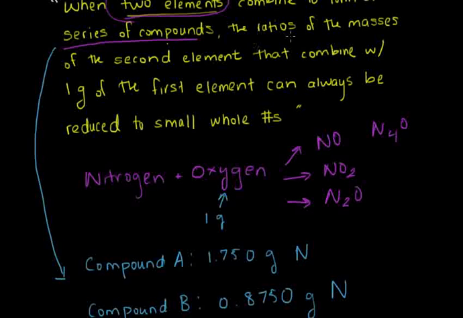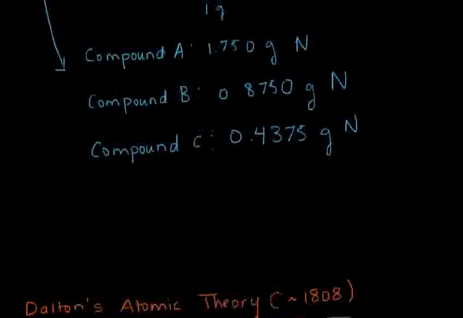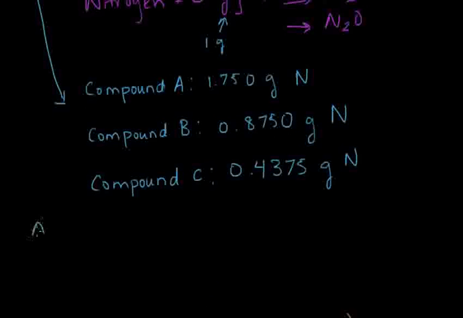Look at this next bit. The ratios of the masses of the second element that combine with 1 gram of the first element can always be reduced to small whole numbers. Well, we've got masses down here, so let's just take a look at these ratios. Let's do A to B first. The ratio of the amount of nitrogen in A compared to the amount of nitrogen in B is just going to be 1.750 divided by 0.875. And that, if you do the calculation on your calculator, is exactly 2.